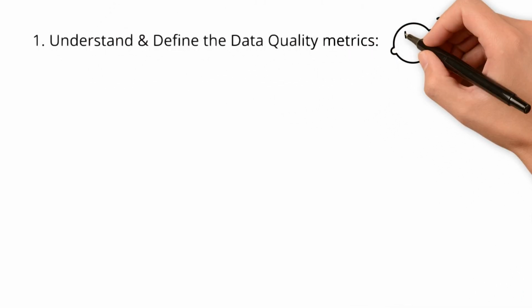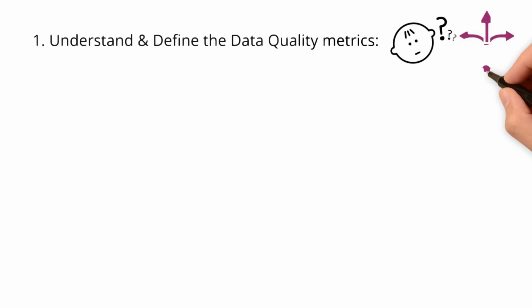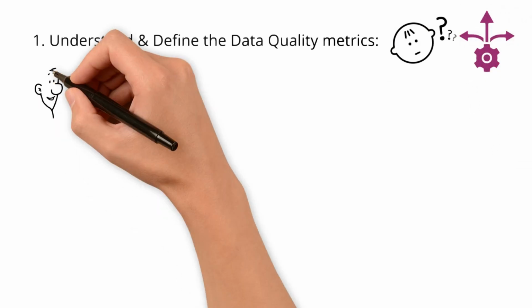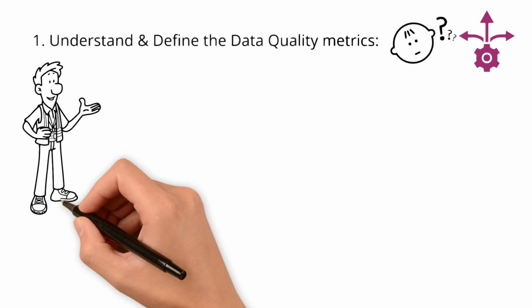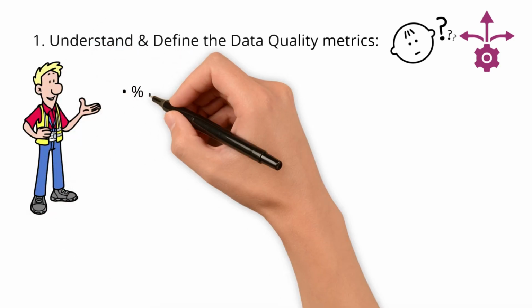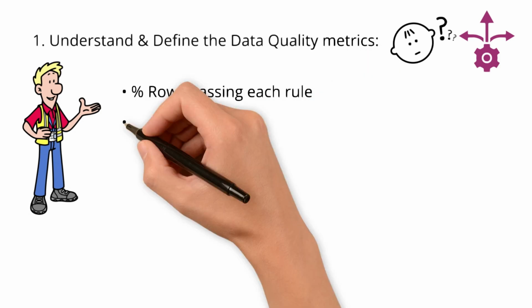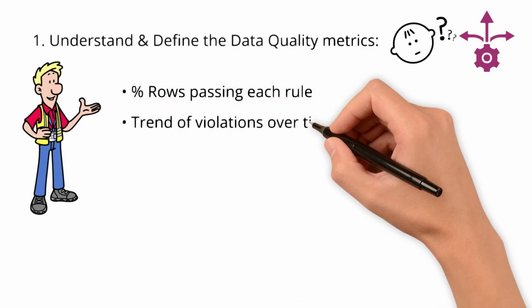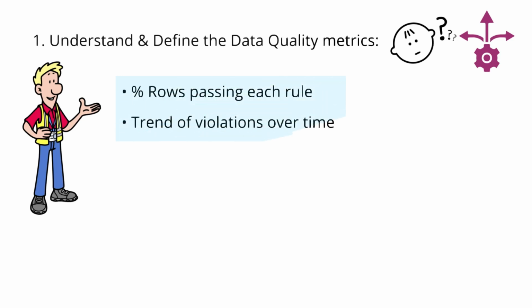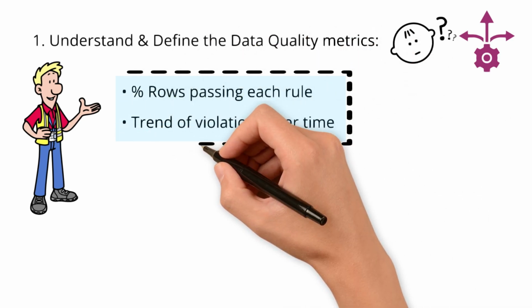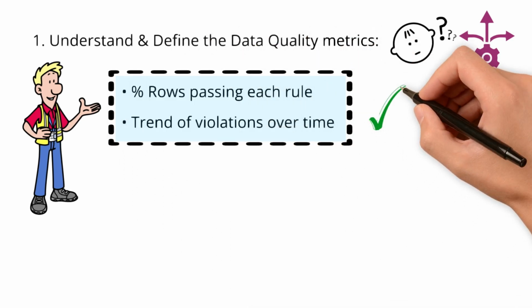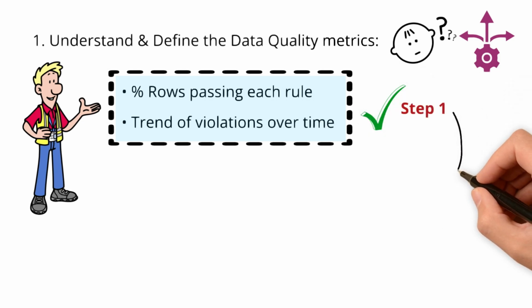What metrics do you want to track? You can track any kind of metrics. For the demo purpose, I'll use these two. Percentage of rows passing each rule. Next one, trend of violations over time. So now we know what metrics we wanted to track. We defined them. Checked off step 1. Let's move to step 2.